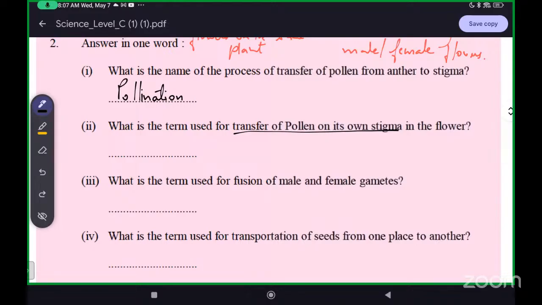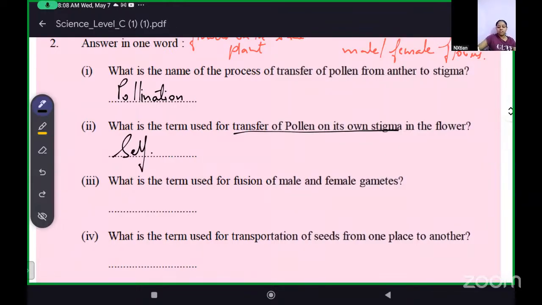Second one we are talking about. Yes, Emma, now try. Ma'am, is it pollination? It's a type of pollen. Interpollination. What is pollination? Read it again. Transfer of pollen on its own stigma in the flower. Ma'am, I know the other one is called cross-pollination. I'm just not able to get the other one. This is known as self-pollination.